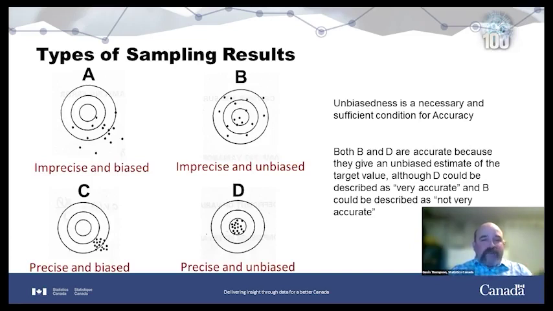B and D are both accurate. One is very accurate, which is D, and the other one is not very accurate. So going from not accurate at all to accurate means that you produce an unbiased result. And then you have to use adjectives to sort of describe it.